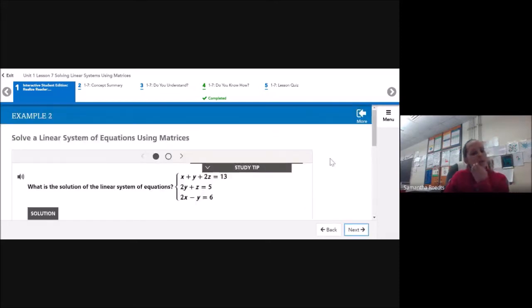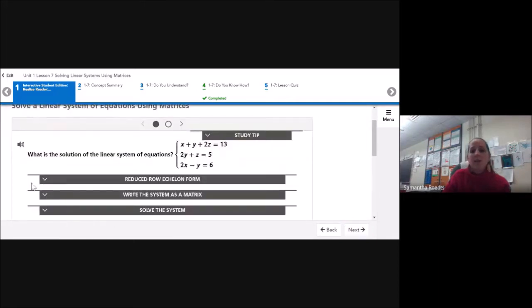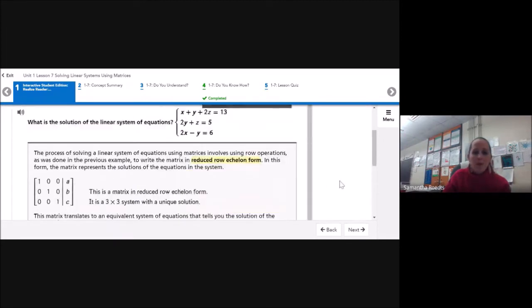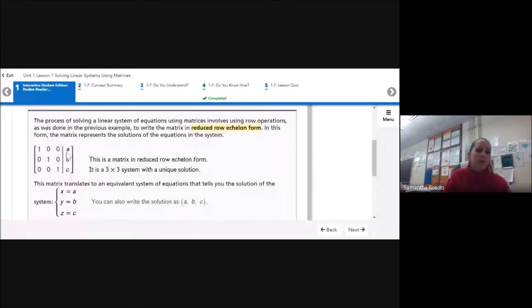All right, so example 2 is solve a linear system of equations using matrices. So what is the solution of the linear system of equations? X plus y plus 2z equals 13, 2y plus z equals 5, and 2x minus y equals 6. So again, reduced row echelon form. It's going to be your best friend when you're doing anything with matrices, reduced row echelon form, okay?